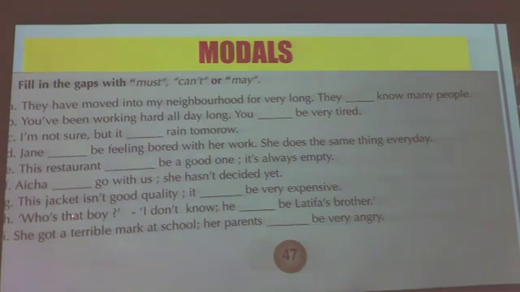H, who's that boy? Who's that boy? You want to know the boy who is over there. I don't know. He B, okay, I'm not sure. Latifah's brother or someone else, okay? We're not certain about this piece of information. I, she got a terrible mark, a terrible grade at school, which means she did not do well at school. So for sure, her parents be very angry. They will not be satisfied about her terrible mark. Yes, so let's start the correction.